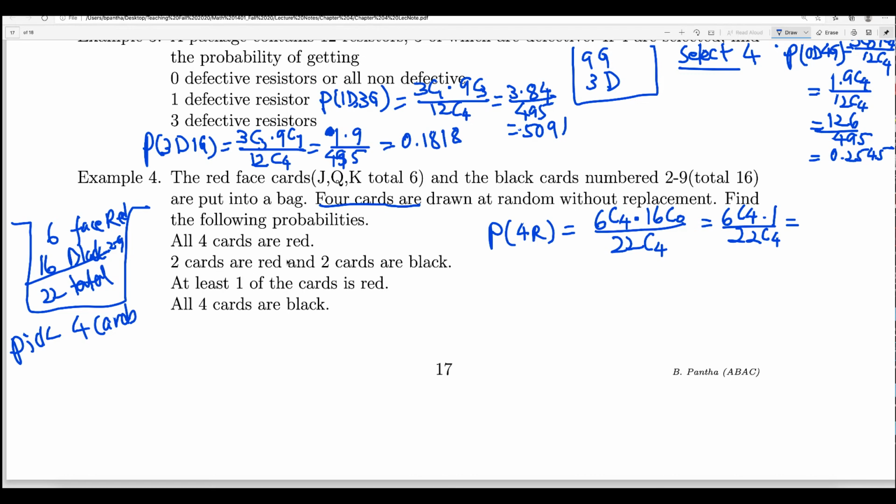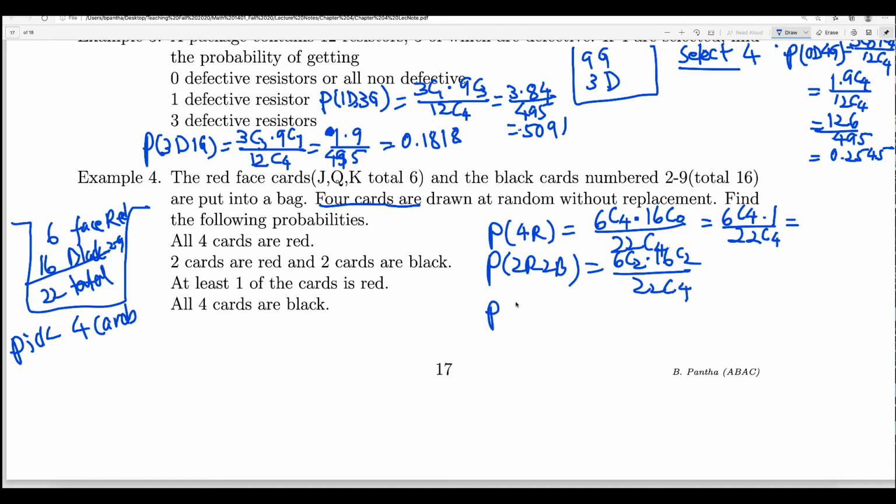Next one is 2 are red and 2 are black. So the probability of 2 red, 2 black. What is the probability of that? You are picking 2 out of the 6 red, 6C2, times 2 out of the 16 black, 16C2, divided by 22C4.